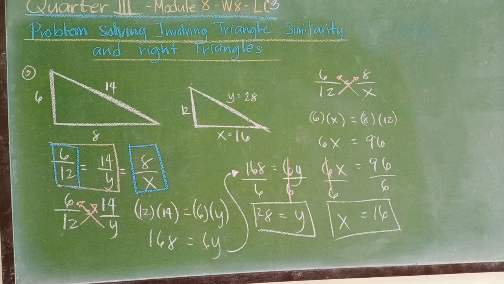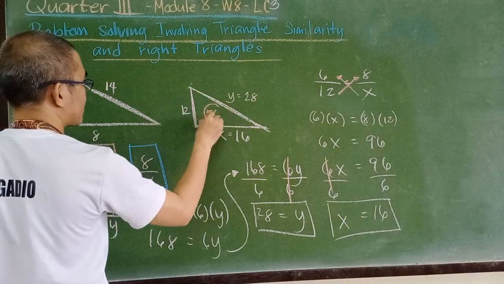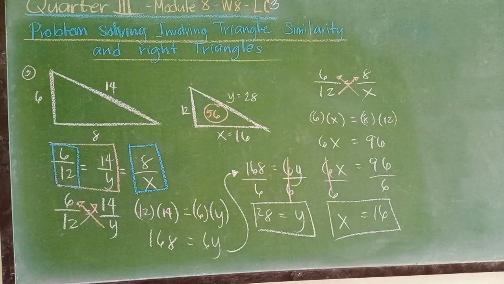So we have 12 plus 16 plus 28. So we have 56. So yung perimeter nito is 56.